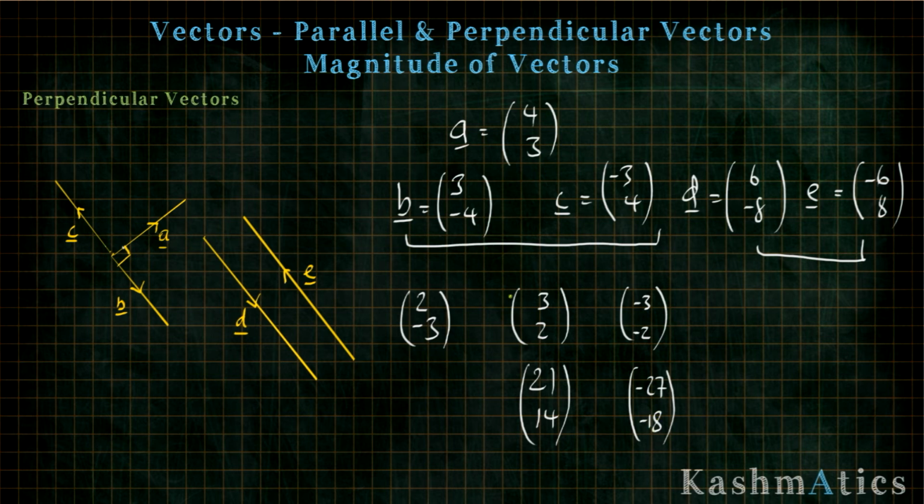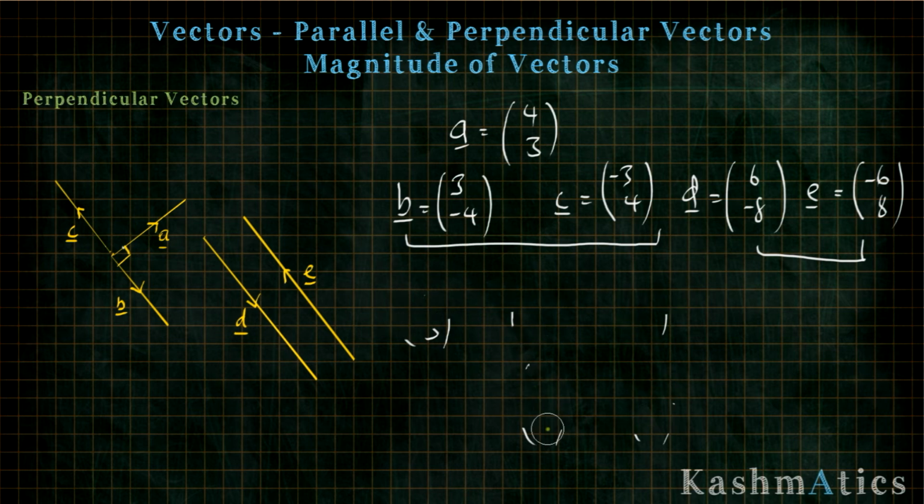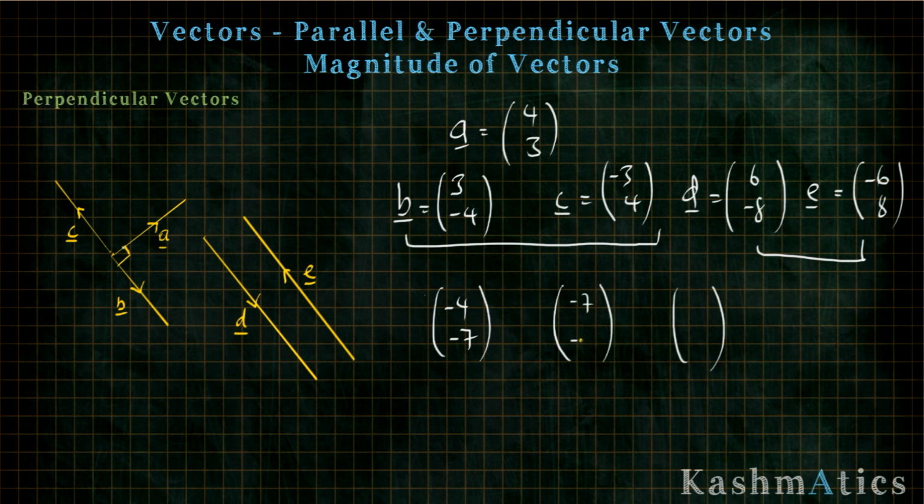Let's just do one more. Let's say I had (-4, -7). Let's write down two vectors: (-7, -4) and (-7, -4). I just need to change the sign of one of them. I could make that one positive, or I could make that one positive, and I've got two perpendicular vectors.